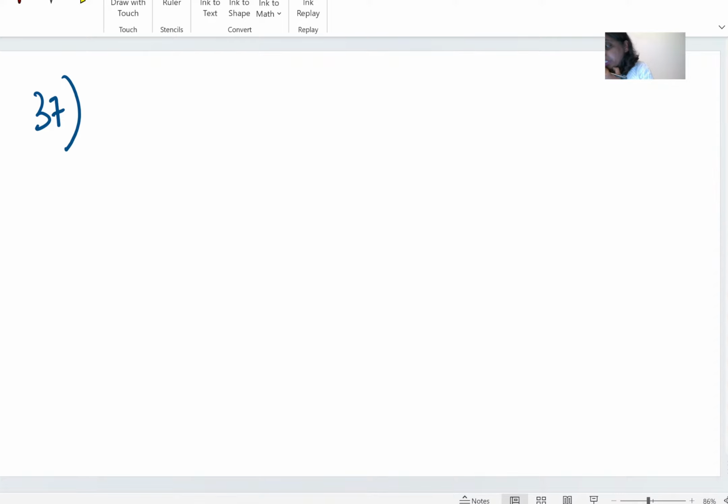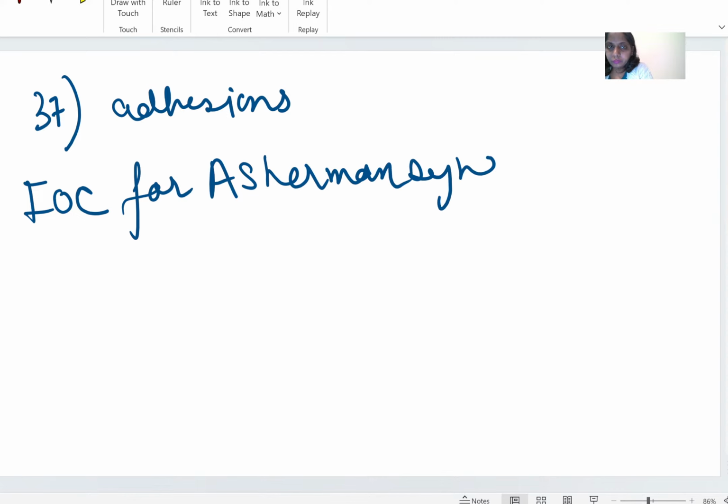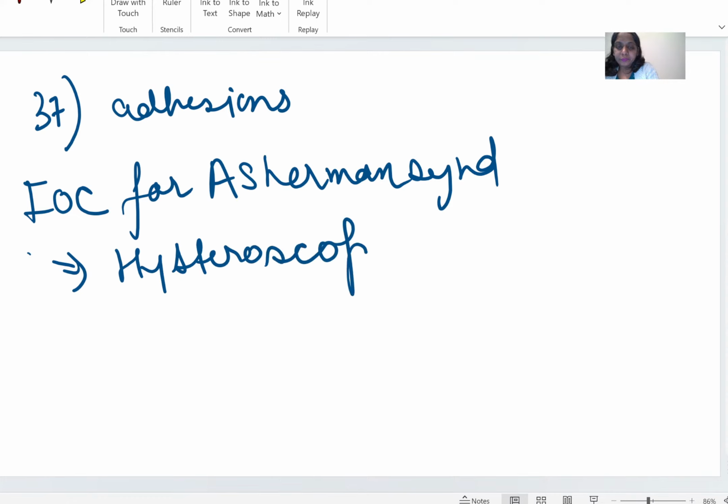Beta, this was the question which was left in the last chapter, secondary amenorrhea. These are the adhesions. What is the investigation of choice for Asherman syndrome? HSG is not the investigation of choice. The investigation of choice for Asherman syndrome is hysteroscopy. Asherman is being asked again and again; last exam also it was asked.